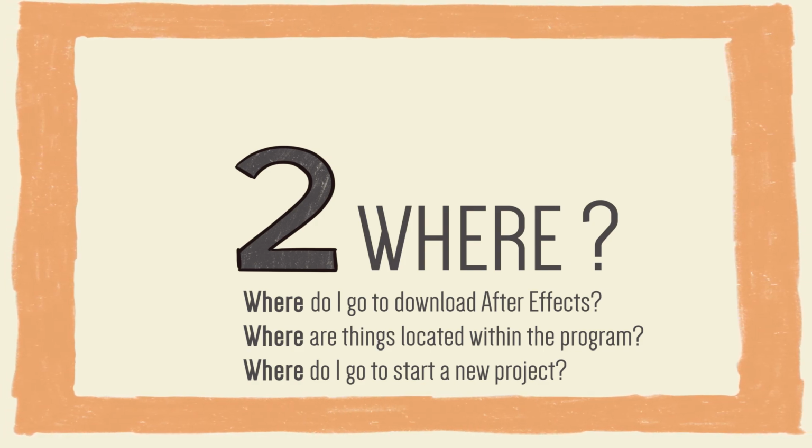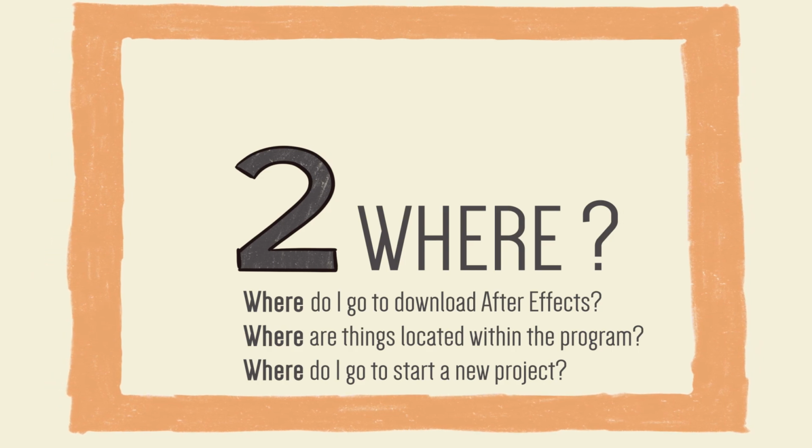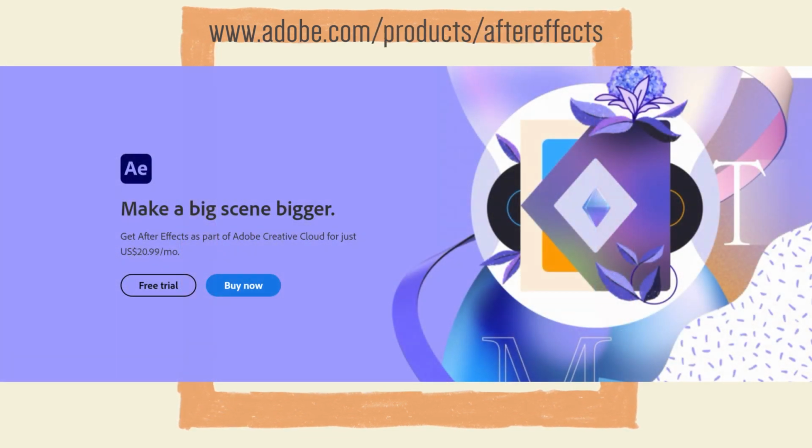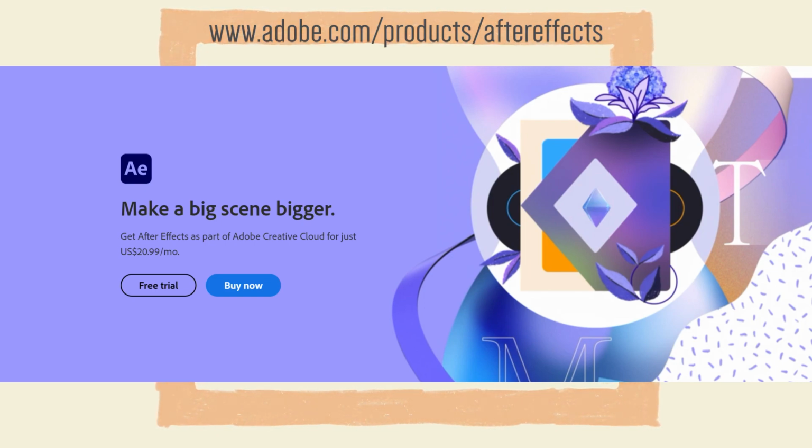If you discovered that you have 16 to 32 gigabytes of RAM, you are ready to download After Effects. The next step is to navigate to the Adobe website /products/After Effects. At this time, you will need to decide if you would like to experience a free trial or buy After Effects as part of Adobe Cloud.